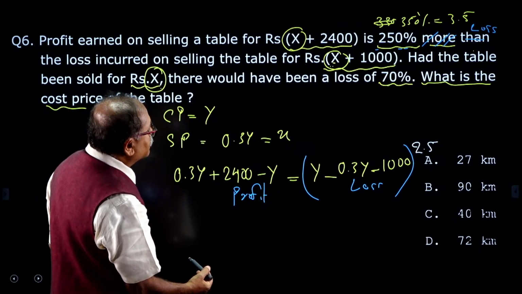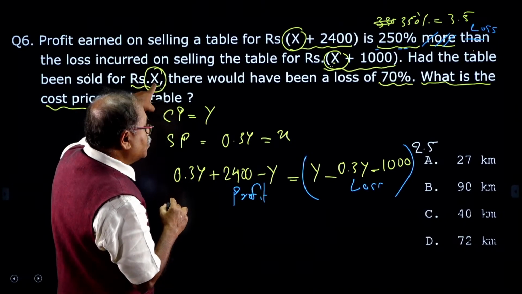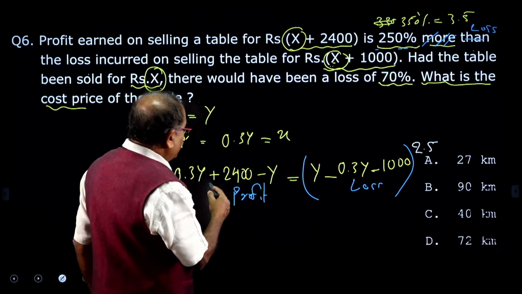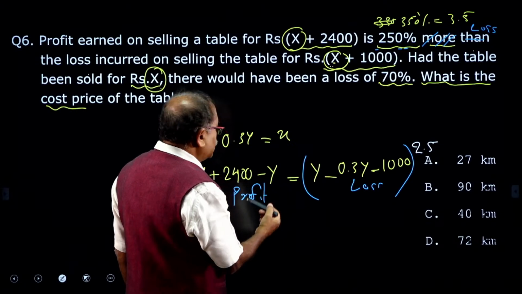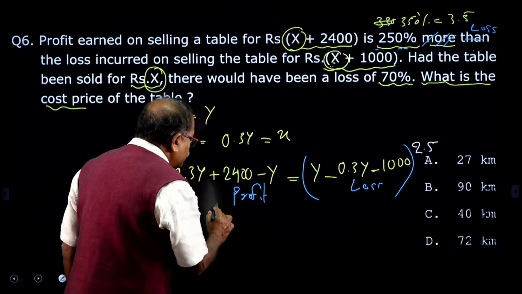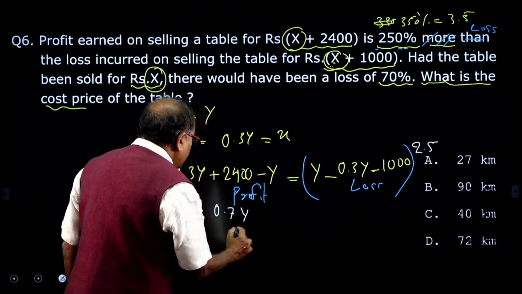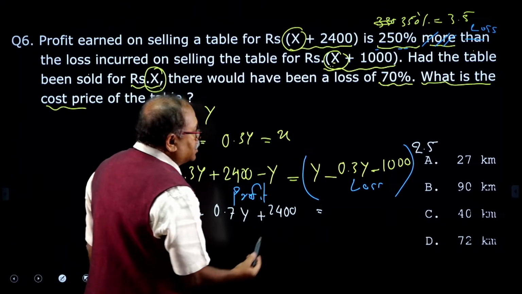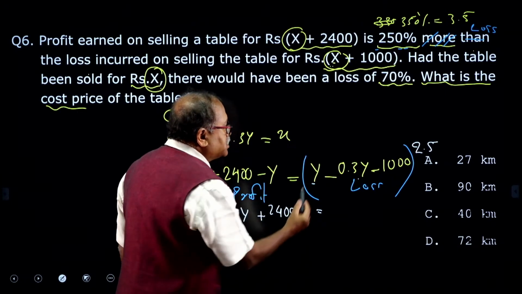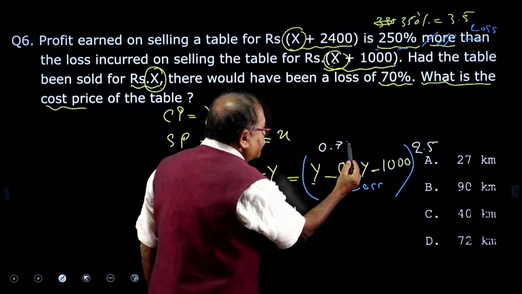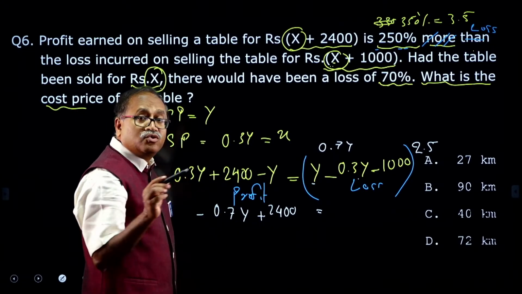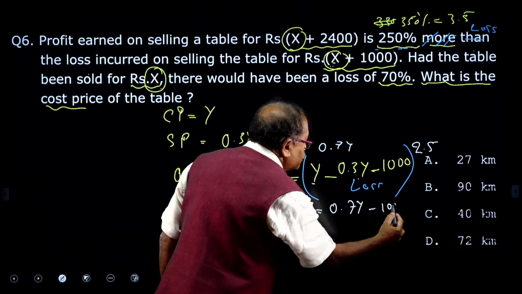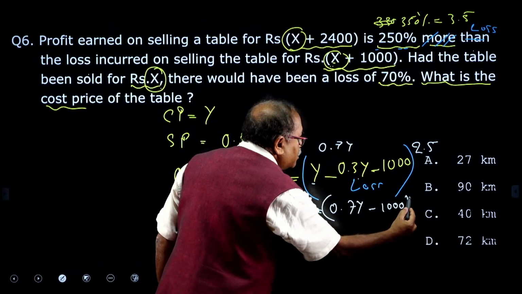Then when it is sold for X, let us simplify this one: X minus Y is equal to, so what do I get? 0.7 Y, and that should be in minus, and plus 2400, which will be equal to, so here I will be getting plus 0.7 Y. I can multiply directly with 2.5, but I am just giving one step so that the explanation will have clarity, minus 1000, right, and this has to be multiplied by 2.5.